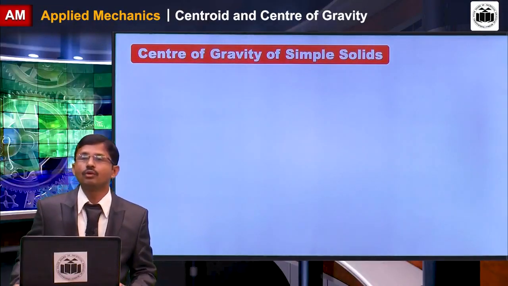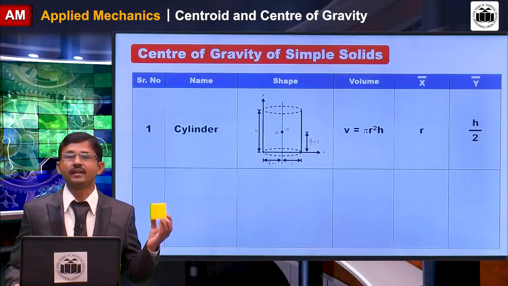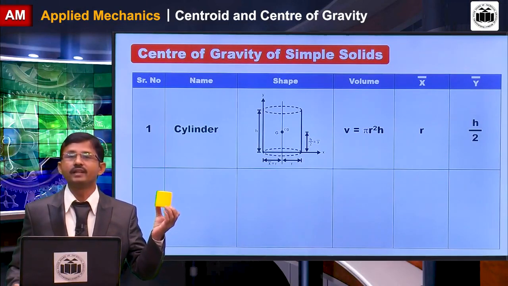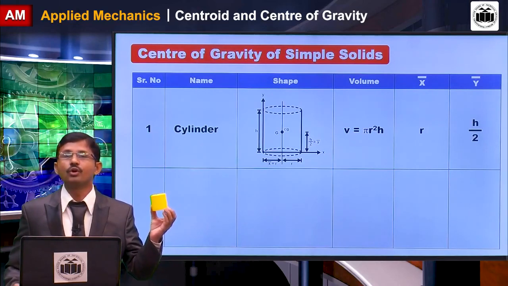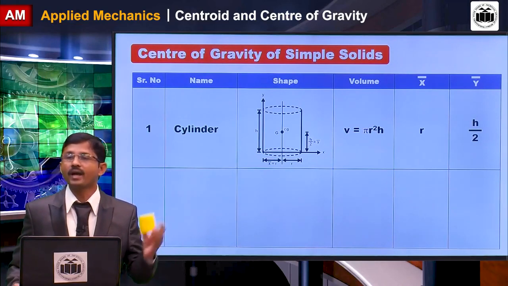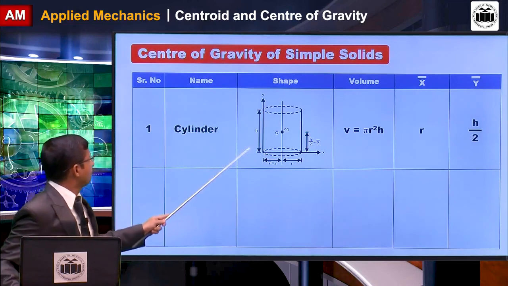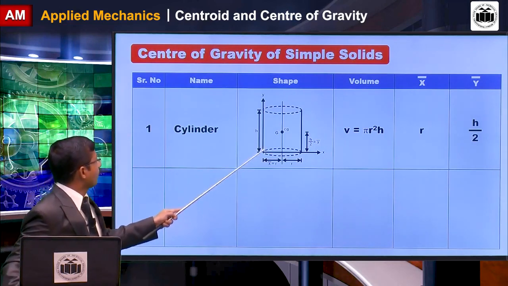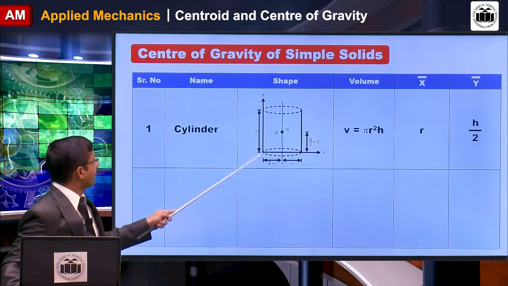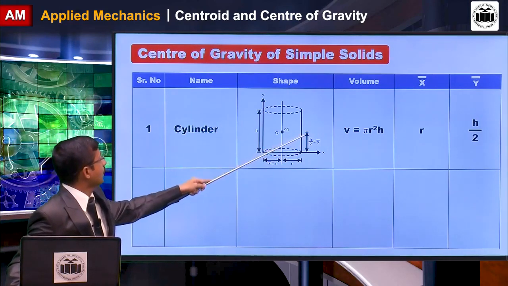So students, now we will discuss center of gravity for simple solids. Our first solid is a cylinder. So this is a cylinder. It is having 3 dimensions, so area is there and height is there. So for this you have to calculate the volume. The volume of this particular cylinder is pi r square h, and the x bar for this cylinder is r from the y axis, and y bar is h by 2 from the x axis.